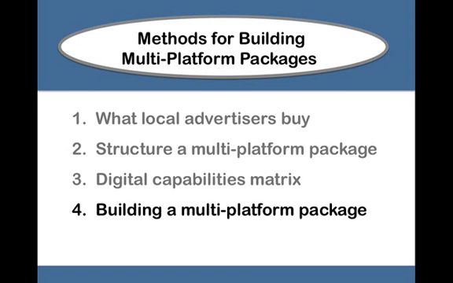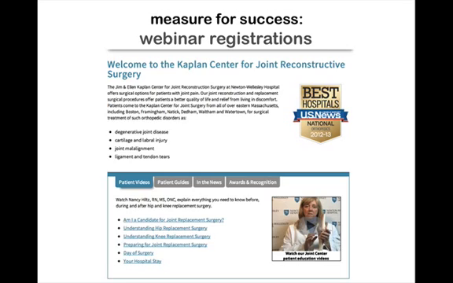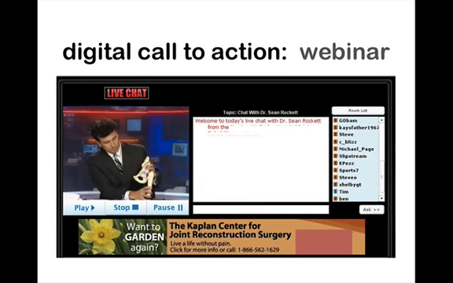Finally, let's walk through an example of how we can build a multi-platform package from the ground up for a specific client. So the measure for success, we're going to talk to a local hospital and they want to educate consumers about joint reconstructive surgery. And they feel, and we've recommended to them, that the best way to do that is do a webinar, a video webinar, so they can actually see what this would look like. So the goal here is to capture email addresses and its branding at the same time.